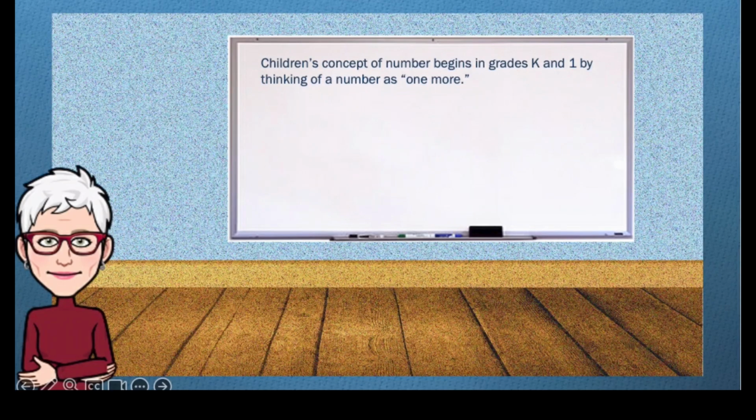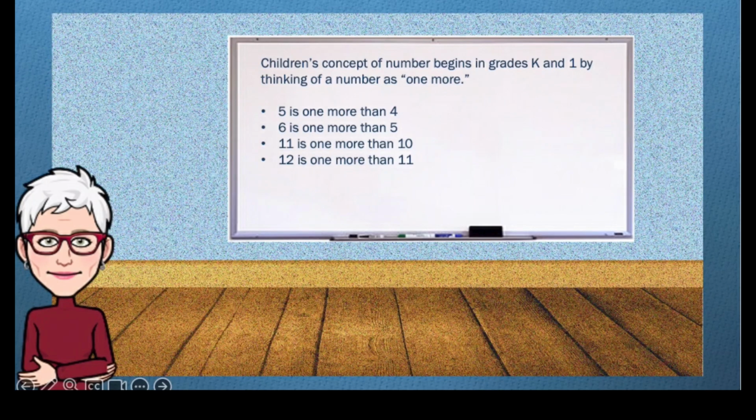Teachers will notice these vast differences in the ways students work with the cubes. These differences reflect the children's current understandings of 10. Let me say more. Children's concept of number begins in grades K and 1 by thinking of a number as one more. That is, 5 is one more than 4. 6 is one more than 5. 11 is one more than 10. 12 is one more than 11. 24 is one more than 23, and so forth.